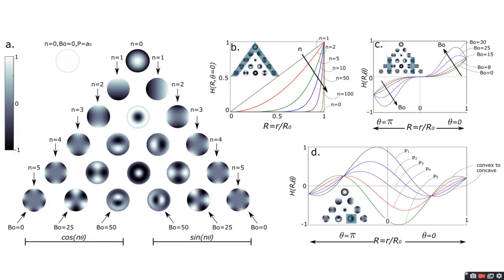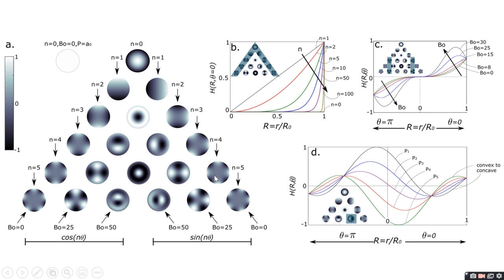Here you can see some basic modes of the general solution. Each row corresponds to a specific mode number, and each diagonal corresponds to a specific Bond number. Different combinations of these modes can produce various freeform optical components, while maintaining all the benefits of the fluidic shaping method, namely the scale invariance and the excellent surface quality.